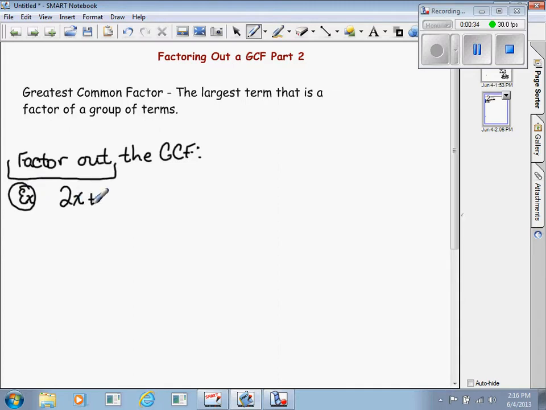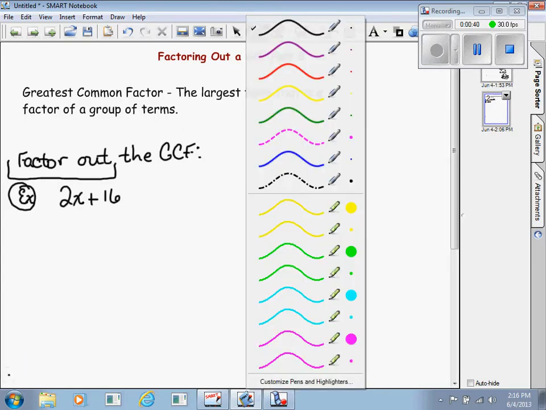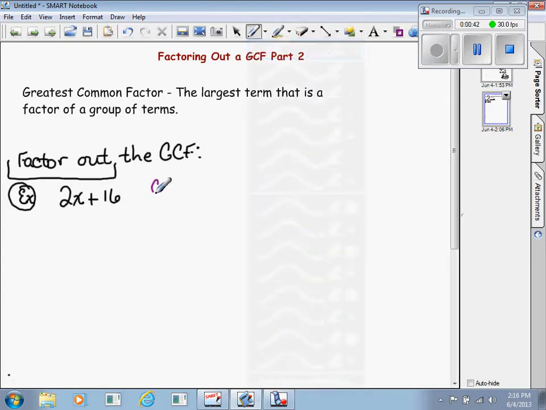For example, if we have the polynomial 2x plus 16, and we want to factor out the greatest common factor, the first step is to identify the GCF. Well, in this case, it's easy to find. The common factor between 2x and 16 is 2.